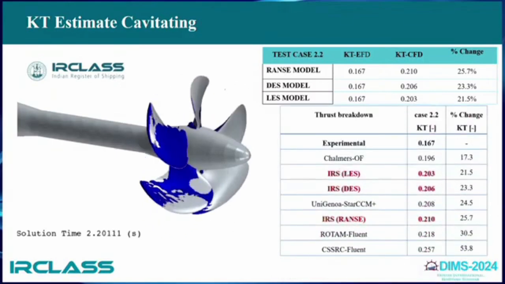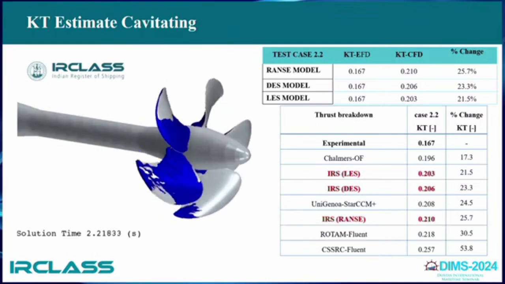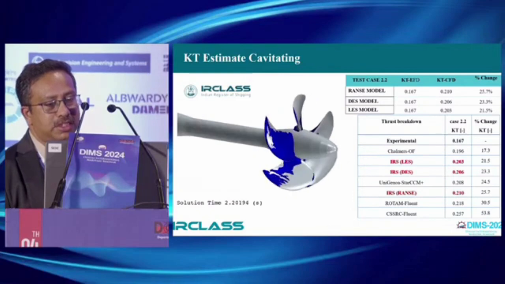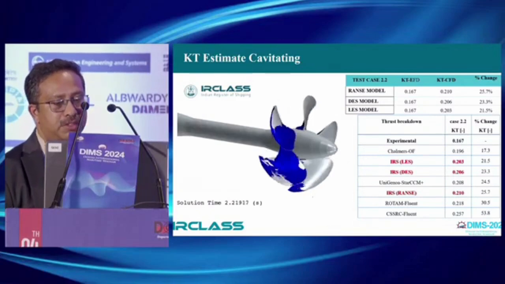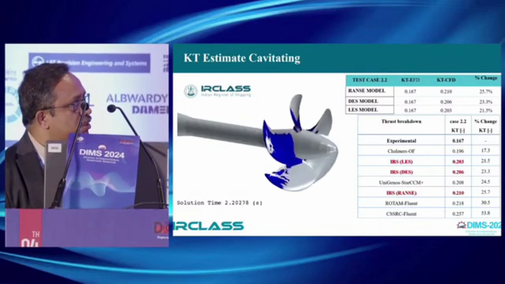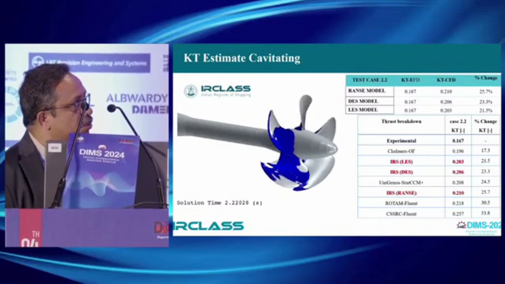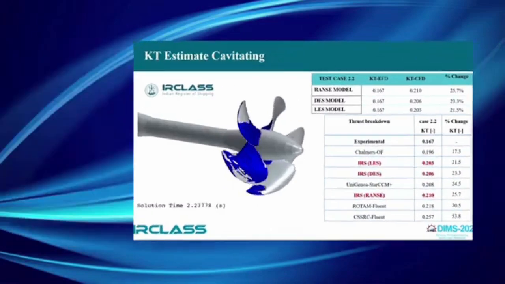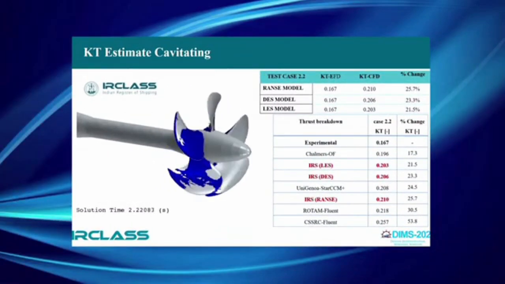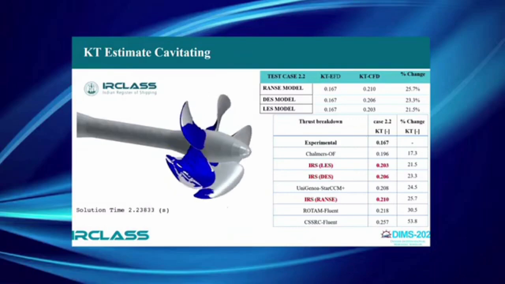When compared with the results of the other participants of the workshop, our results were close to Chalmers, wherein they also have a deviation of around 17%. So what we observed was that all the participants' results were deviating by around 20%. The reason behind this is the modeling of cavitation using the Schnerr-Sauer model.